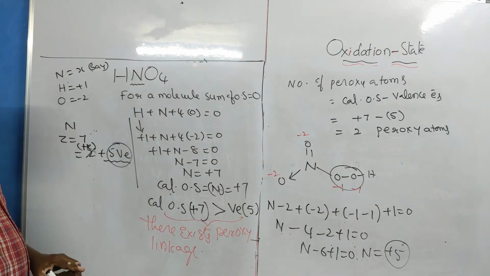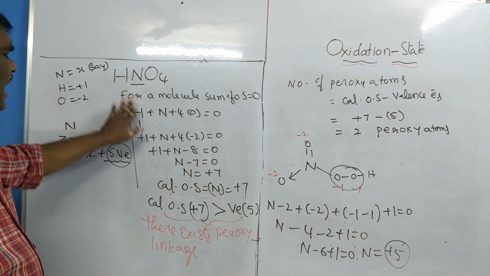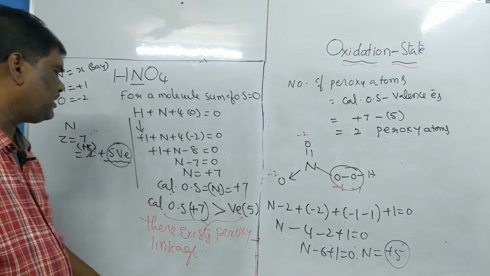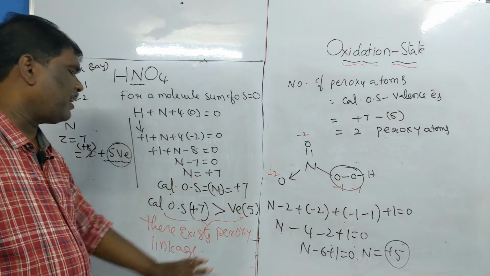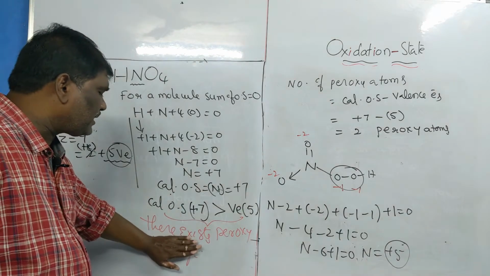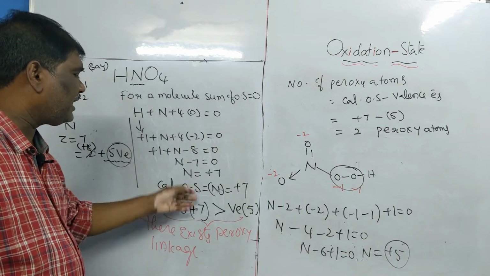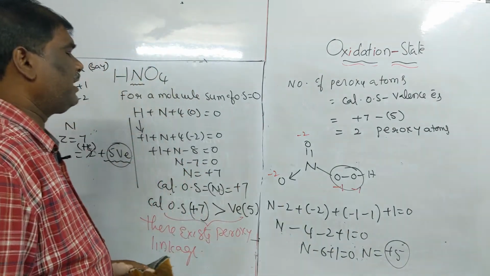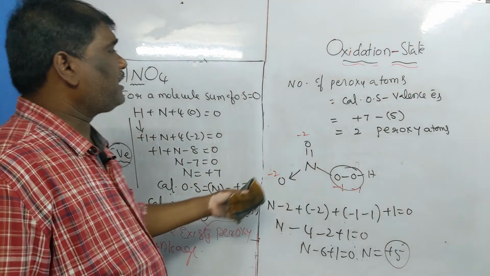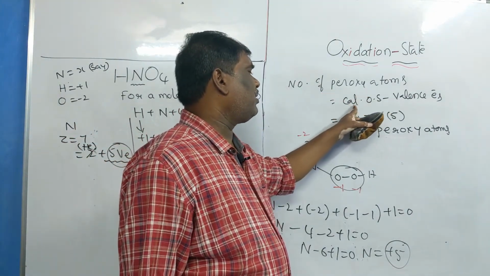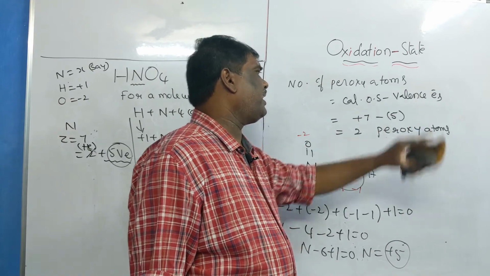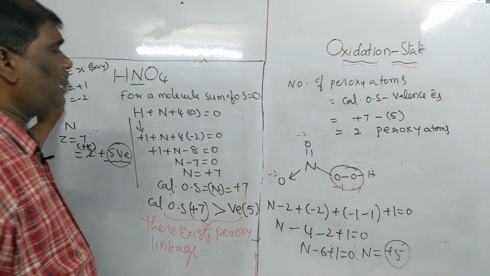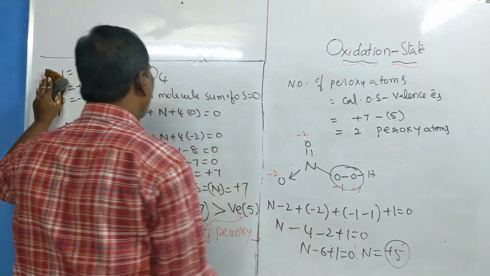How can we find that one? Whenever the calculated oxidation state is dominating the valence electrons, we say there exists peroxy linkage. As a result of peroxy linkage, the extra oxidation state is adjusted to the plus valence electrons. How can we take the number of peroxy atoms? Number of peroxy atoms is equal to calculated oxidation state minus valence electrons. This gives the peroxy linkage. We learned in peroxy linkage, oxygen gives -1 oxidation state only.